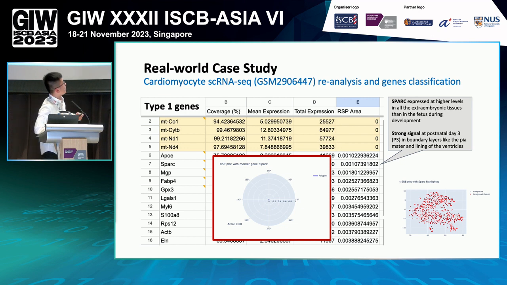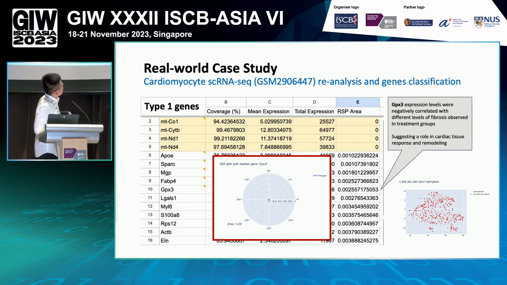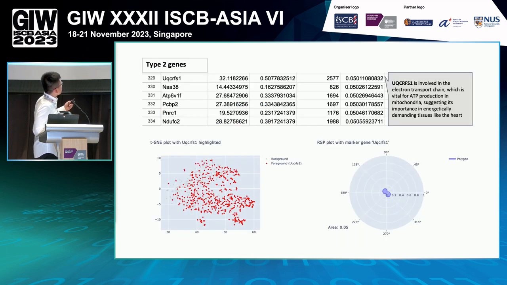For example, we have genes like SPARC, which are really commonly expressed in a lot of the cells and are responsible for development purposes. Additionally, we have FABP4, which is directly related to heart failure, and it is related to transporting fatty acids, etc. GPX3 is negatively correlated to fibrosis, and does have a suggested role in cardiac tissue response and remodeling. So these are all type 1 genes.